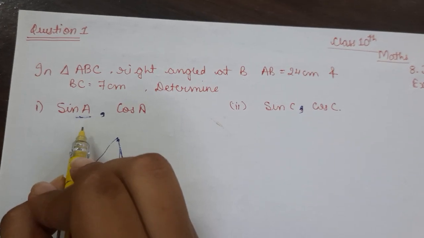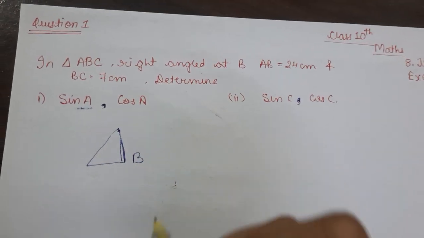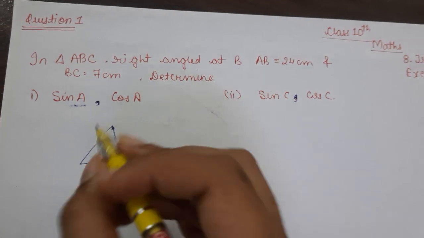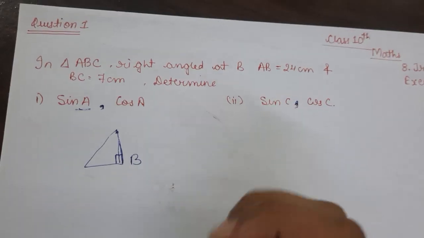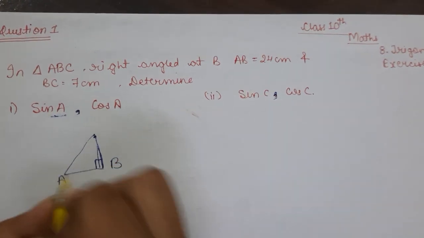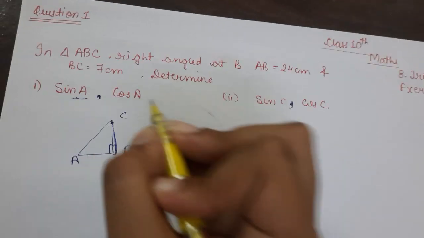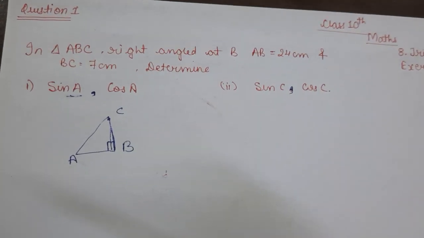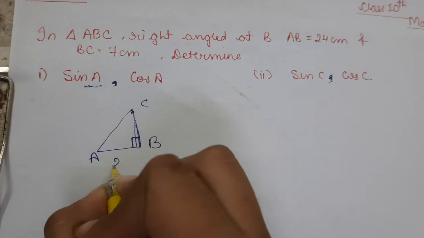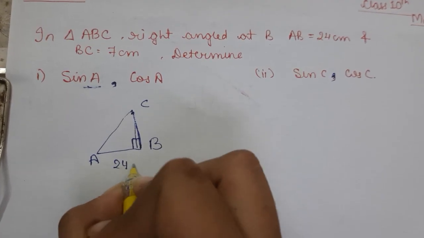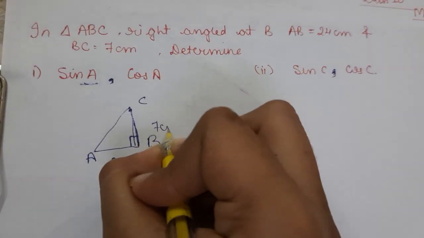So the A should be the adjacent angle for triangle ABC. The adjacent angle is the angle opposite to the right angle of the triangle. So here this point will be A, so AB, and here C. Let's put the values given in the question: AB as 24 centimeter, BC as 7 centimeter.